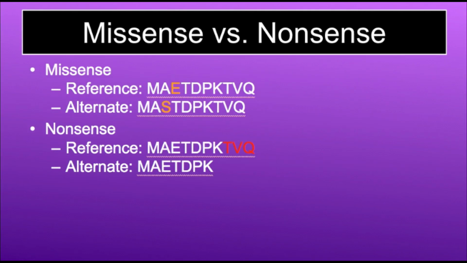To clarify some terms before I get into the data, a missense variant is one where a single amino acid is altered between the reference and the alternate sequence. In this case, a glutamic acid, which is E, is changed to a serine, which is S. A nonsense variant is one where a stop codon occurs earlier than normal, so some of the amino acids are not translated. In this case, the last 3 amino acids are basically lopped off.